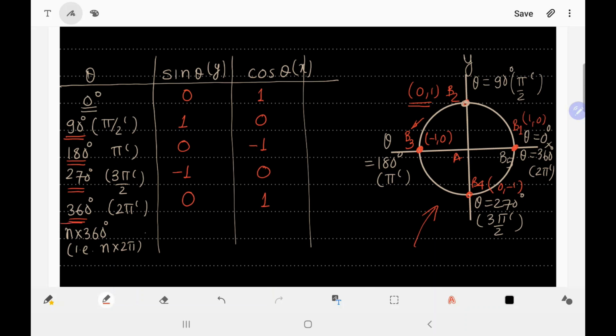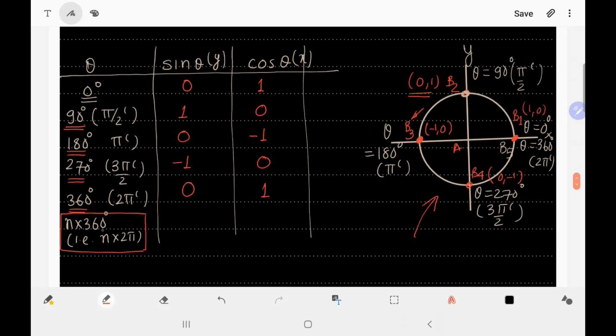Now over here I have defined a special angle which is written as integer multiple of 360 or integer multiple of 2 pi.